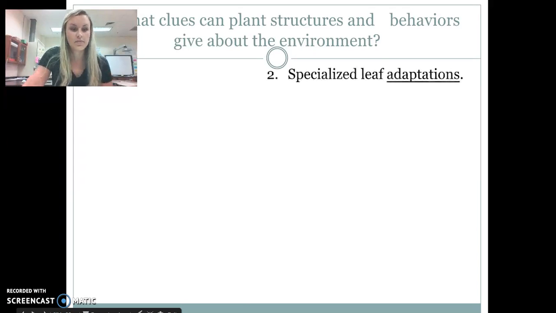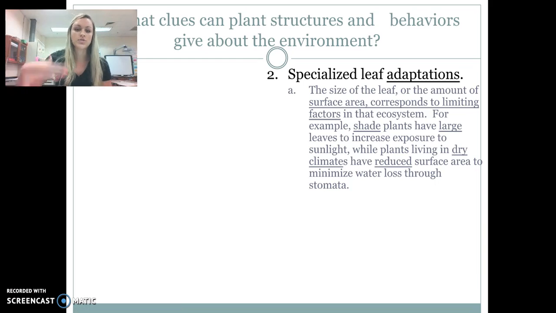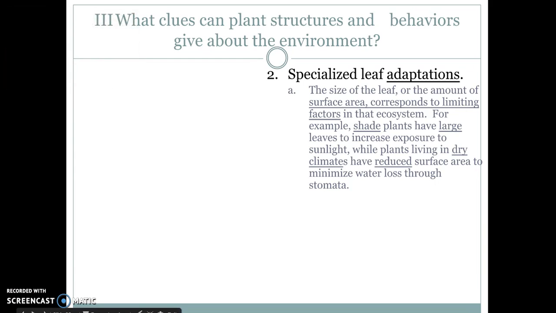Alright, so just a little bit about specialized leaf adaptation. When we talk about all of these different plants, we need to think about all of the different adaptations they have to their particular environments that make them the most successful. Some of these, including size of the leaf and amount of surface area, actually correspond to the limiting factors within that plant's ecosystem.